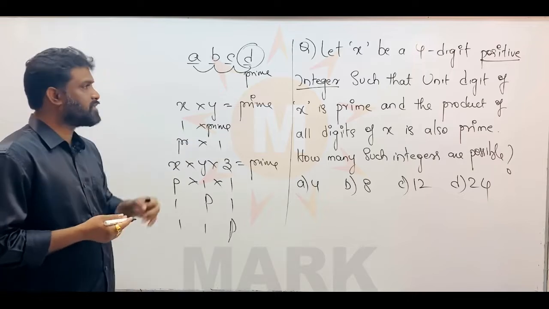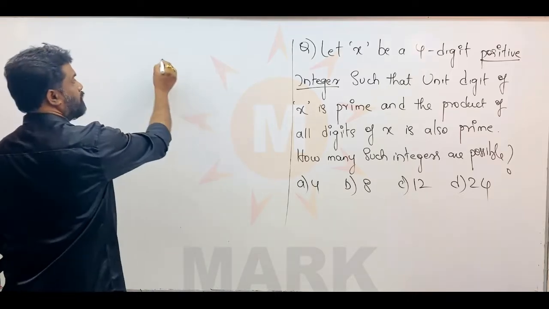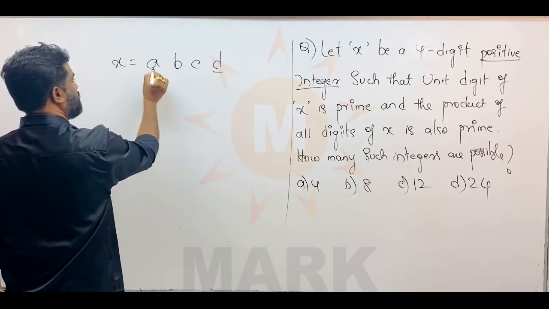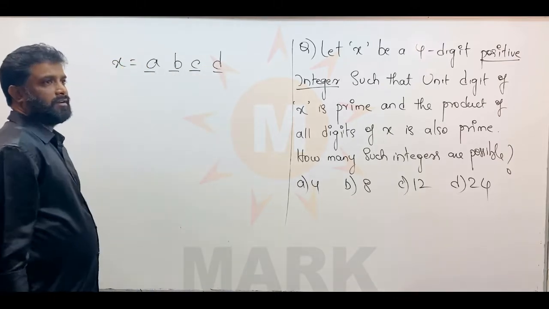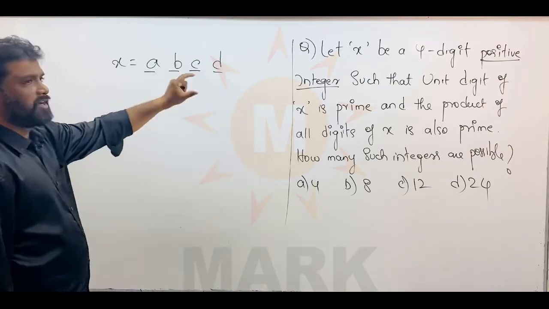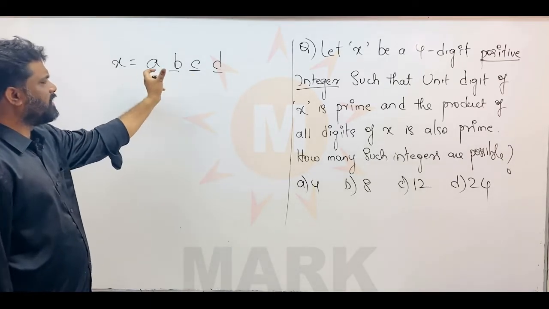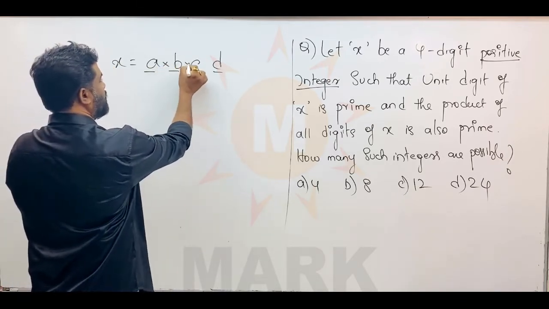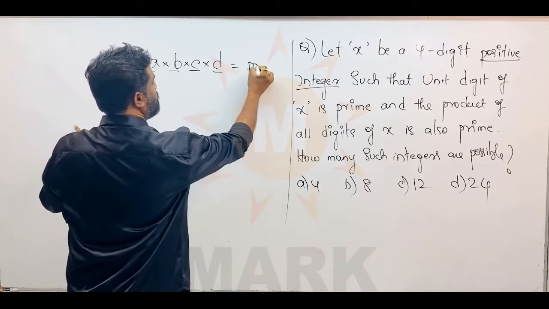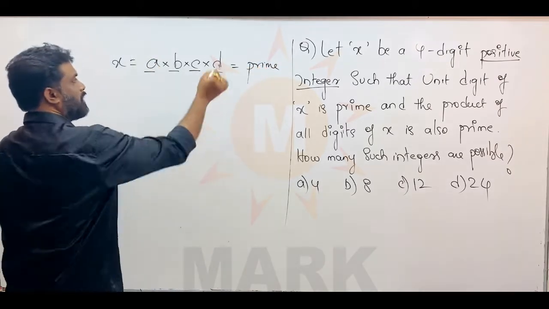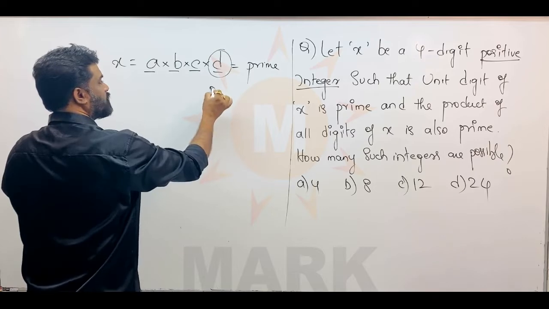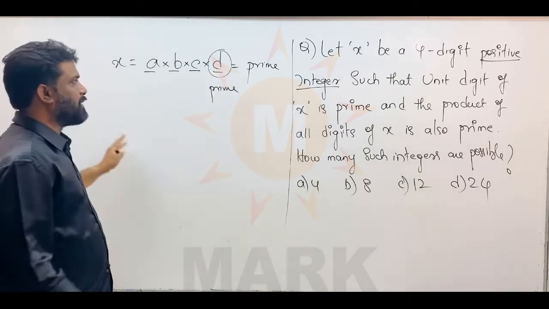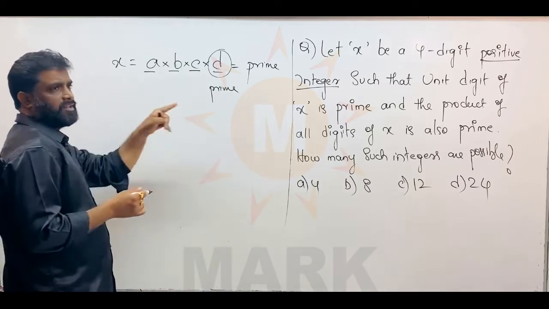Now let us go into the solution of the question. Now they are saying that x is a 4-digit number, and let the digits be a, b, c, d. Their product a into b into c into d is a prime number. And not only that, d is also a prime number. d is the units digit, and d is also a prime number. Obviously, they have said where the prime number is located.